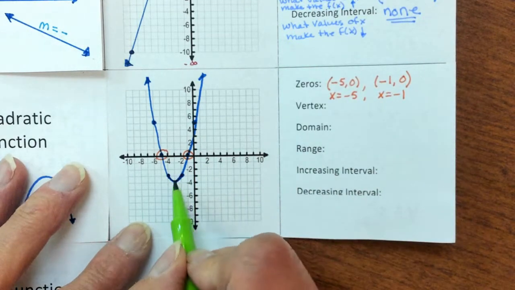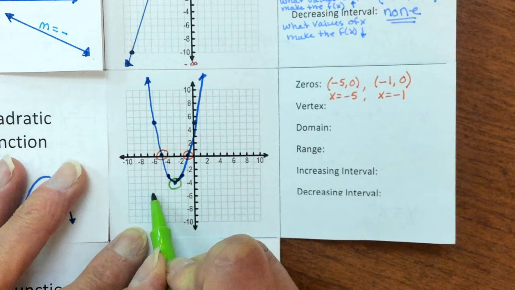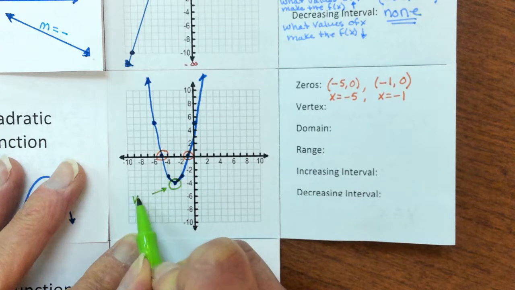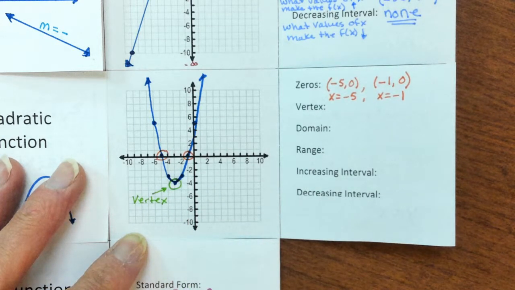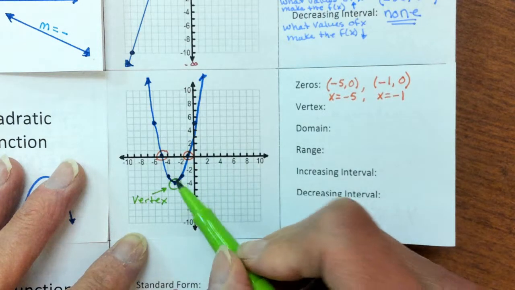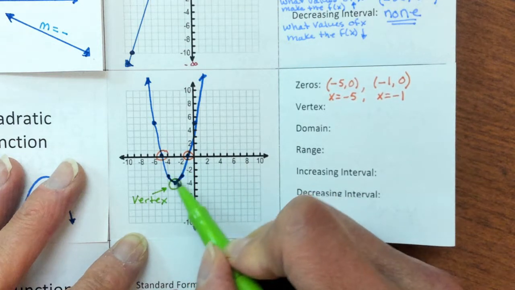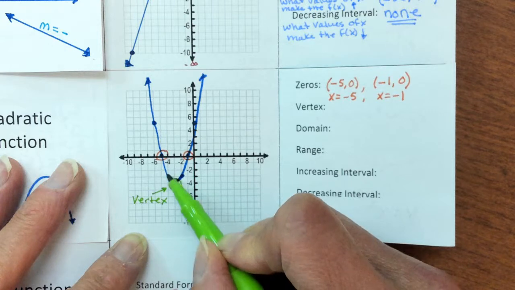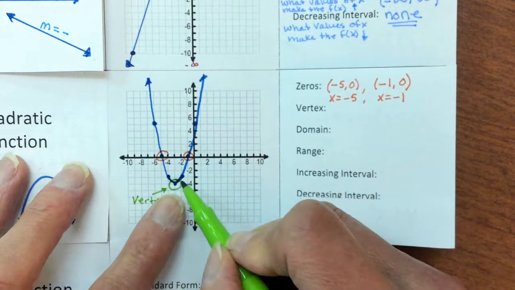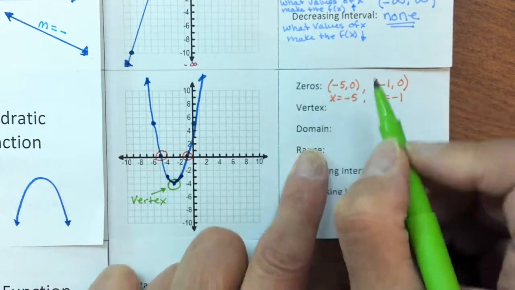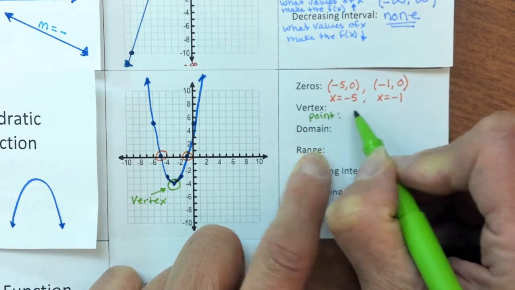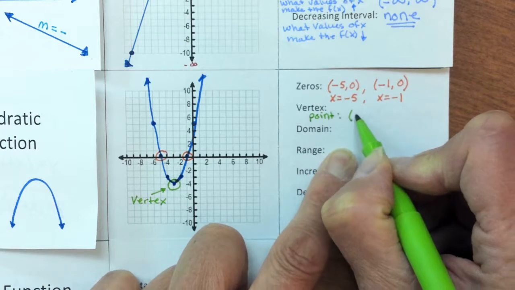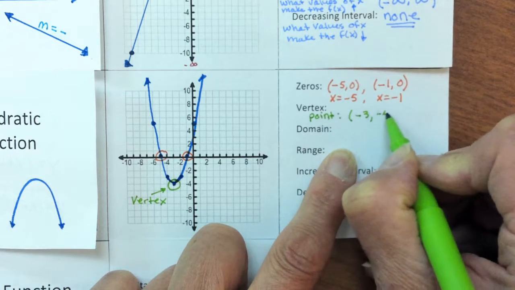So vertex, that's another vocabulary word. I haven't really talked about that. Right here, that's my vertex. So vertex is also a point. The vertex is where the top or the bottom of the curve, and this one here has a bottom curve, and that's at the point. This is an actual point, so I'm going to write the word point. So that's at the point where x is -3 and y is -4.